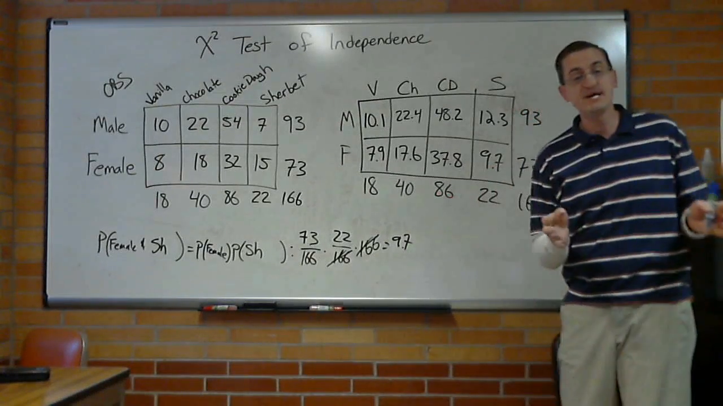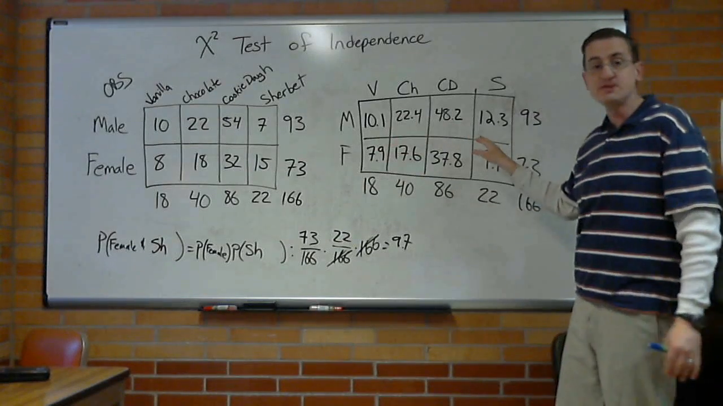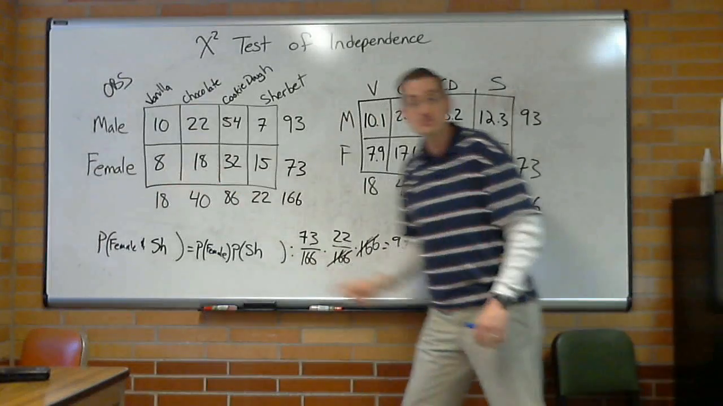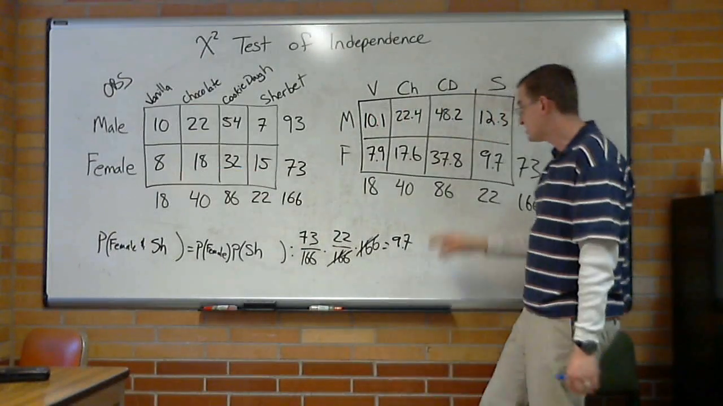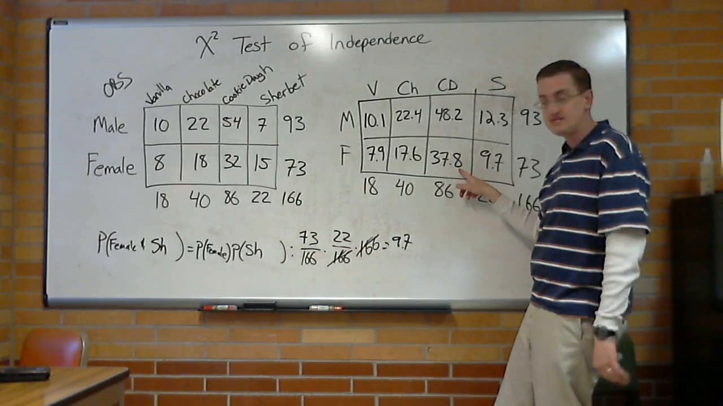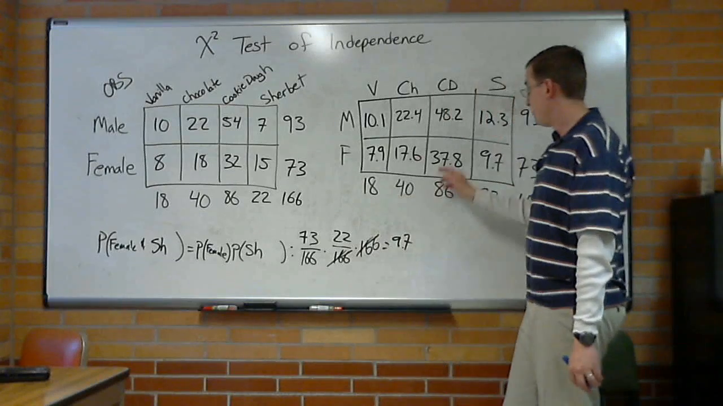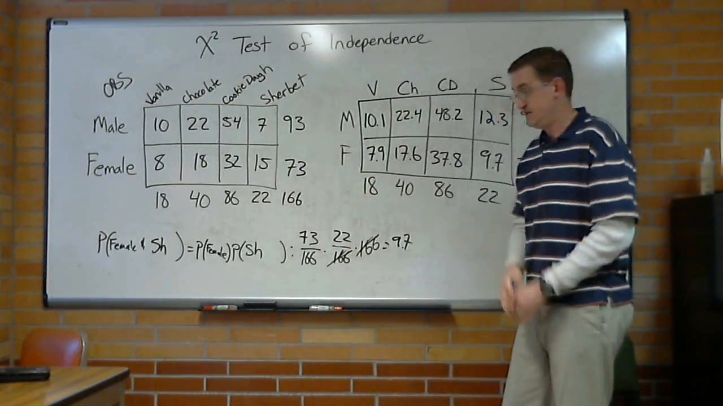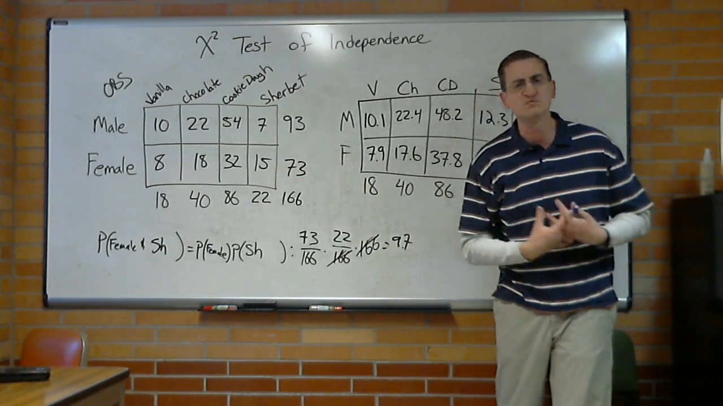Now let's take just a second and appreciate what we have here. These expected values are what the null hypothesis said we should get. 7.9 to 8, really close. 17.6 to 18, that was close. But here we expected 37, we only got 32. So we thought we would have more women who like cookie dough. They don't seem to be. It seems we have a lot of women moving to sherbet.